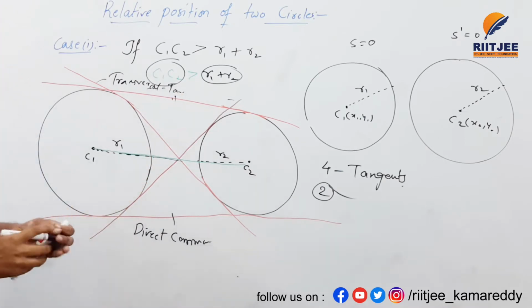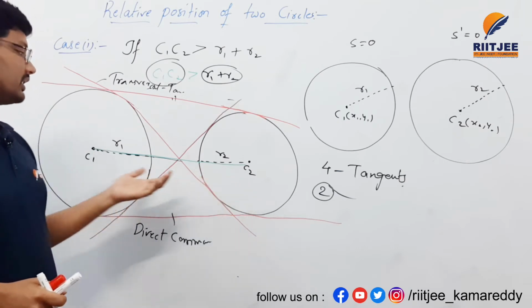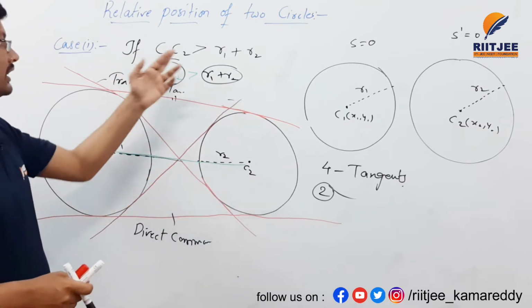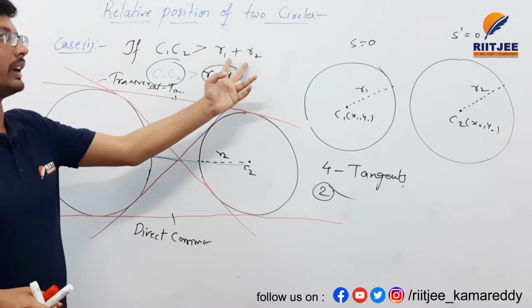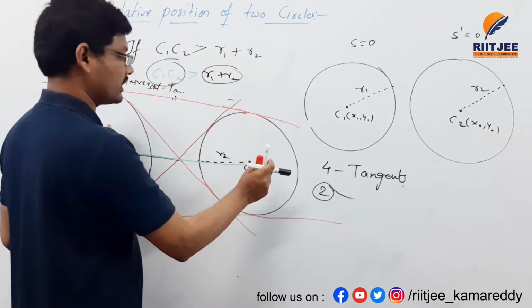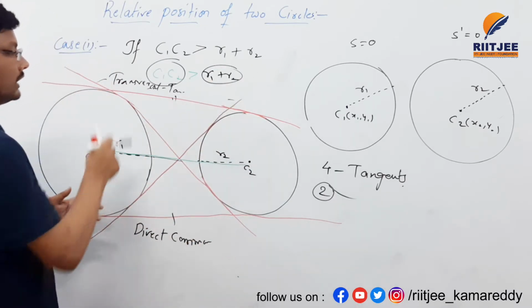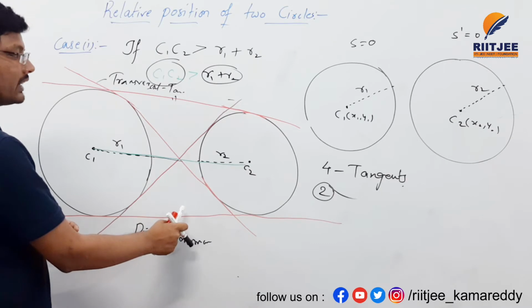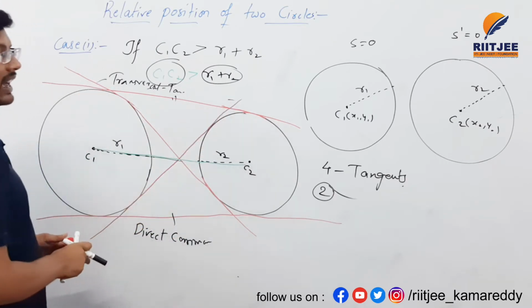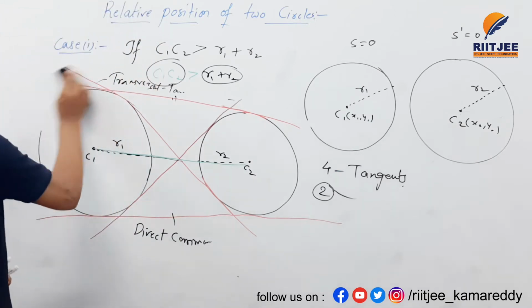Here, listen once again. If two circles having center C1 and C2, the distance between C1 and C2 is greater than the sum of two radius, then these two are far apart, and then four tangents are possible here. These two tangents are direct common tangents here, these two are transversal tangents here. This is all about the case number 1, and the case number 2 here.